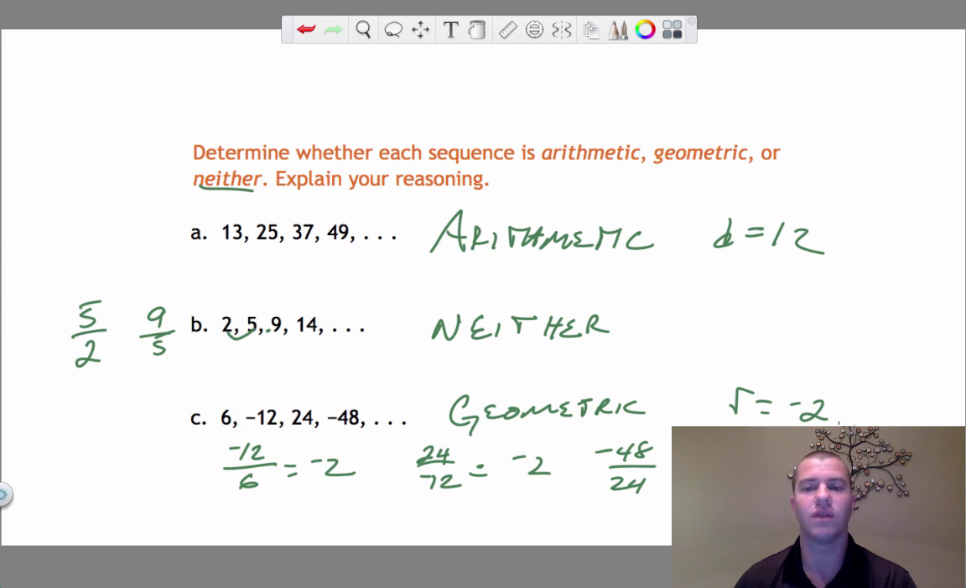One thing to notice here, when the common ratio is negative, the sequence alternates from positive to negative to positive to negative. If you remember, in the one where the common difference was negative, the terms were becoming smaller and smaller, or more and more negative, with the arithmetic sequence.